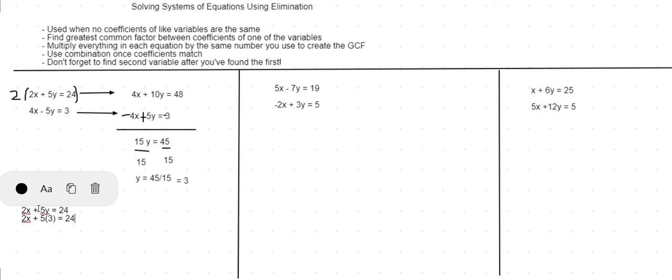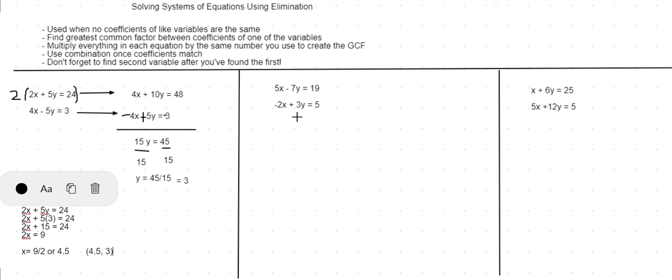24, and then I would get 2x plus 15 equals 24. 2x equals 9. And then x would equal 9 over 2, or 4.5. So then at the very end here, I would get my answer as 4.5 and 3. And if you were to plug those both into the original equations that we had there, they would equal out. So that's one way that you would use elimination, is when there's one number that can go into the other number for a variable, and you just change one equation.